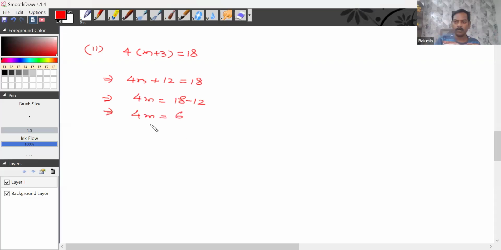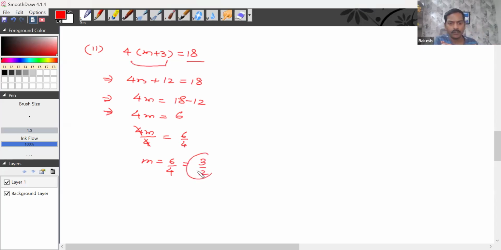So 4 of m is becoming how much? 6. Now we have to get rid of 4. So we can divide both sides by 4. So it will be 4 of m divided by 4 is equal to 6 divided by 4. So this will get cancelled out. So I'm getting the value of m as 6 by 4. This is not in a proper form. So we can divide both numerator and denominator by 2. So I'll be getting 3 by 2. So m is equal to 3 by 2 is the answer for the variable. That is the value of m for which the LHS is equal to RHS.